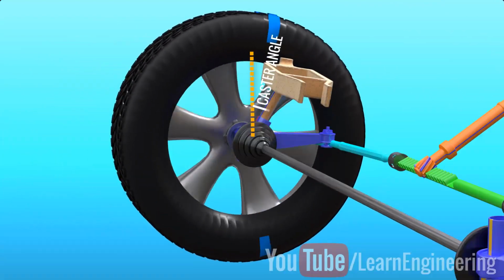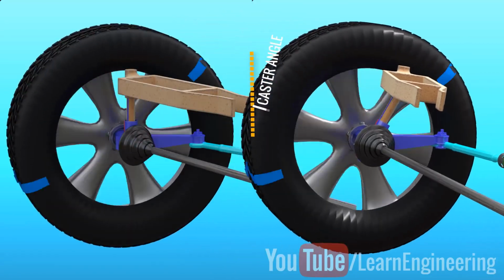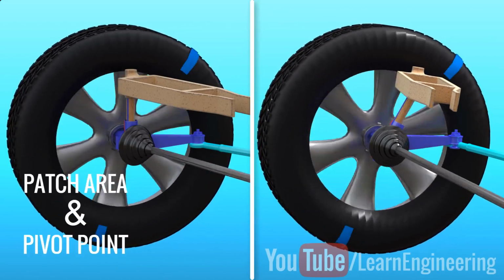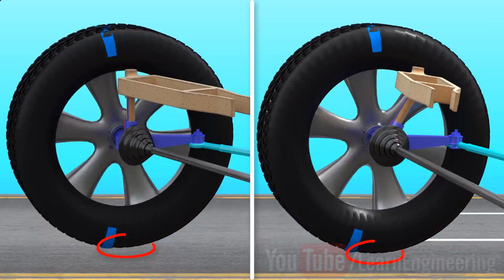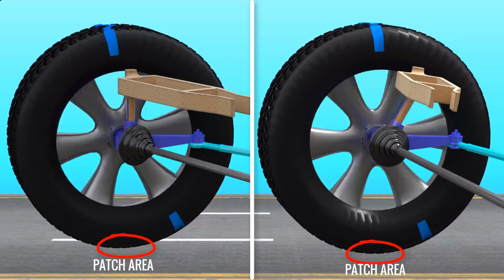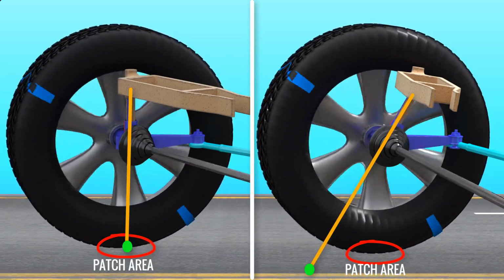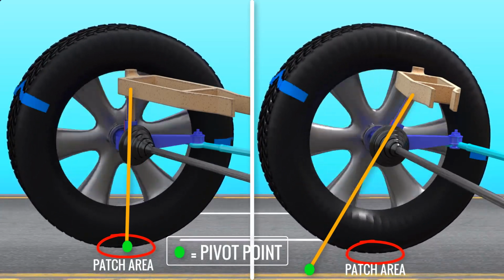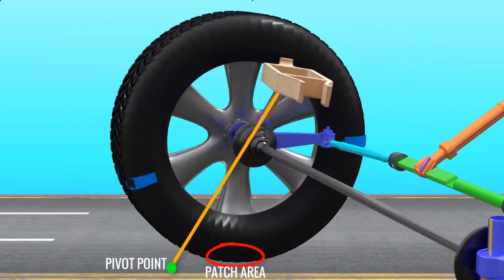Let's watch how this steering mechanism works. At first, you might not notice much difference from the previous mechanism. However, when you understand the concepts of patch area and pivot point, you will notice a big difference. Patch area is the area where force is transferred to the wheels. It is clear that the wheel is pivoted to turn around at the meeting point of the steering axle and road. Let's call this meeting point the pivot point. In the first mechanism, the patch area is in line with the pivot point. However, in the second case, the patch area is way behind the pivot point.